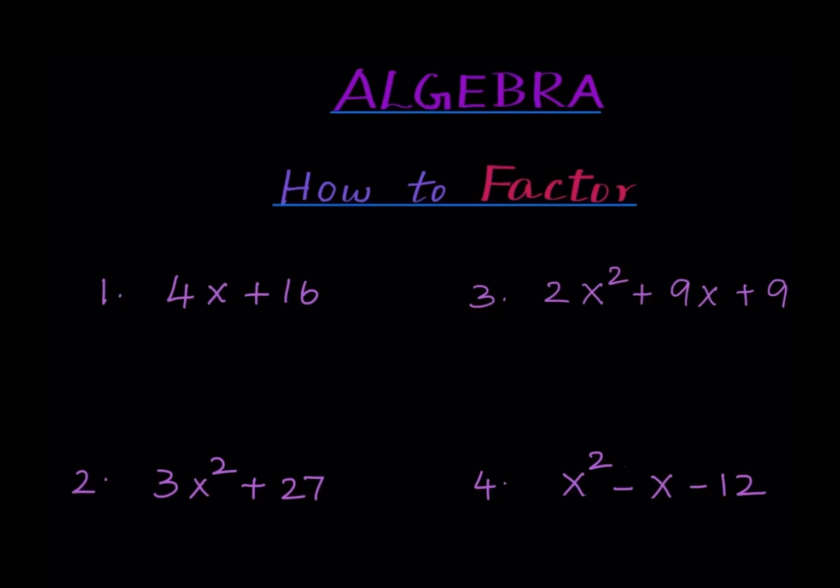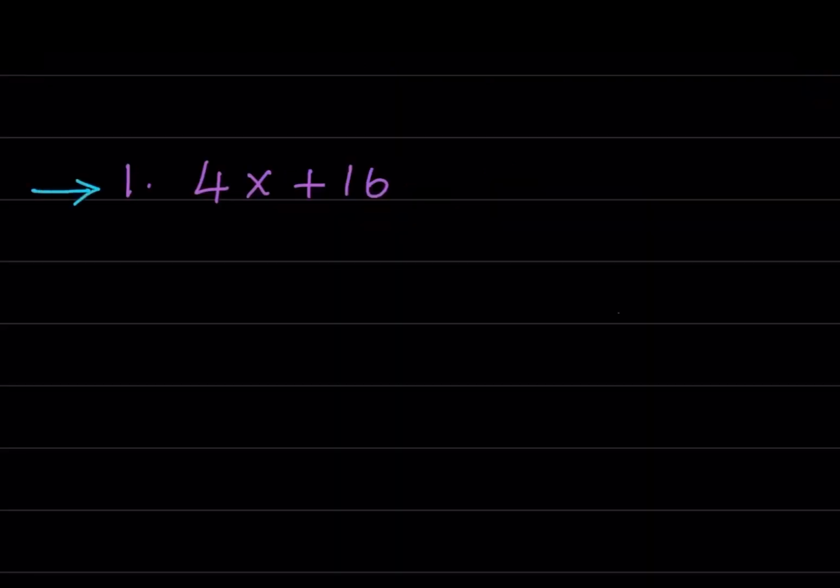In this video, we are going to learn how to factor, and I am going to solve all these 4 problems. So the first problem is 4x plus 16. In this problem, both the terms 4x and 16 can be divided by 4. So the common factor is 4. So I am going to take 4 out.